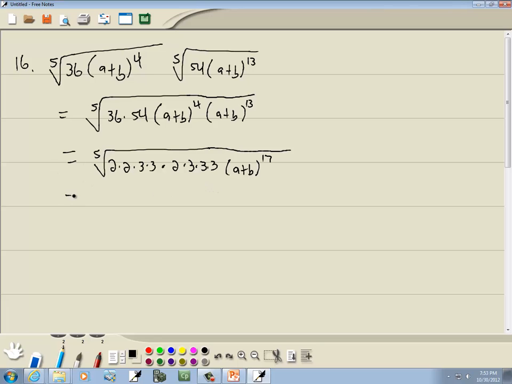Okay, now we're looking for, our index is 5, so we're looking for a set of 5 of something. Well, we have 2 3s there and 3 3s here. So we got 5 3s total. So those are going to come out in front as a single 3. Now 2s I can't do anything with because there's only 3 of them. Now the a plus b's.